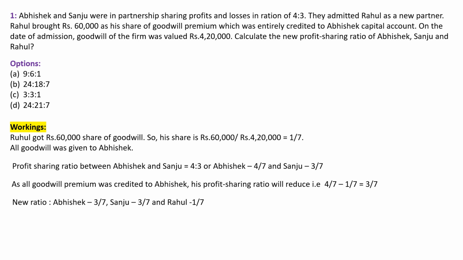So indirectly, I can tell you that the 1 by 7 Rahul is contributing, that particular share is coming out from Abhishek because the goodwill is completely attributed to Abhishek. So what's the answer now? Answer is C, 3 is to 3 is to 1.